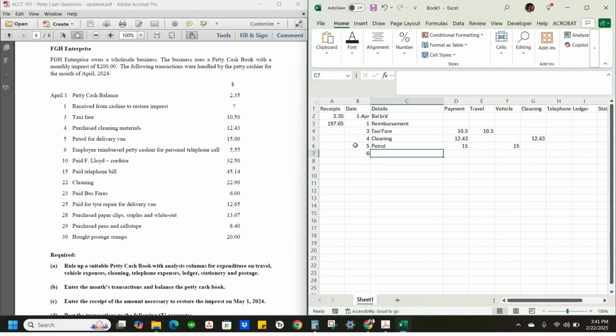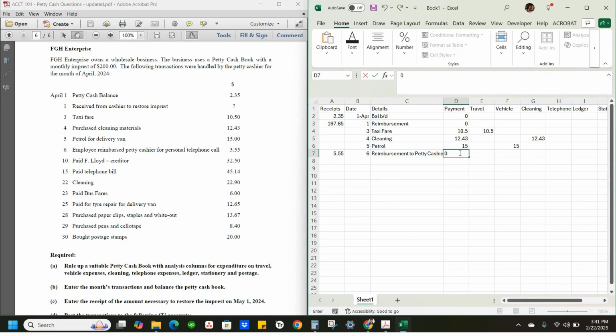On the 6th, we have an employee who reimbursed the petty cashier for personal telephone calls. So they made a personal telephone call that we paid for at some point, and that employee is now reimbursing us. So this is not an expense. This is money coming back into the business. So it would go over on the receipt side as income, and that amount was $5.55. So we put reimbursement to petty cashier. Good.